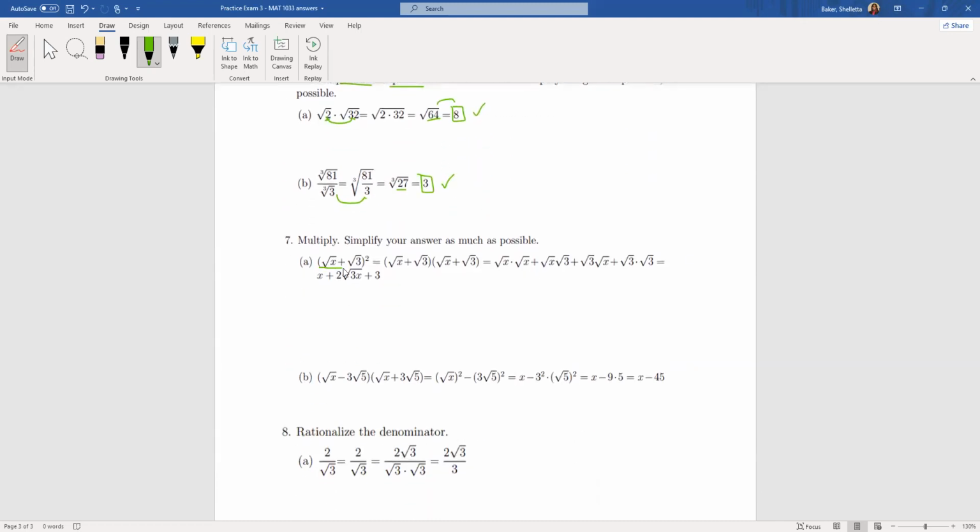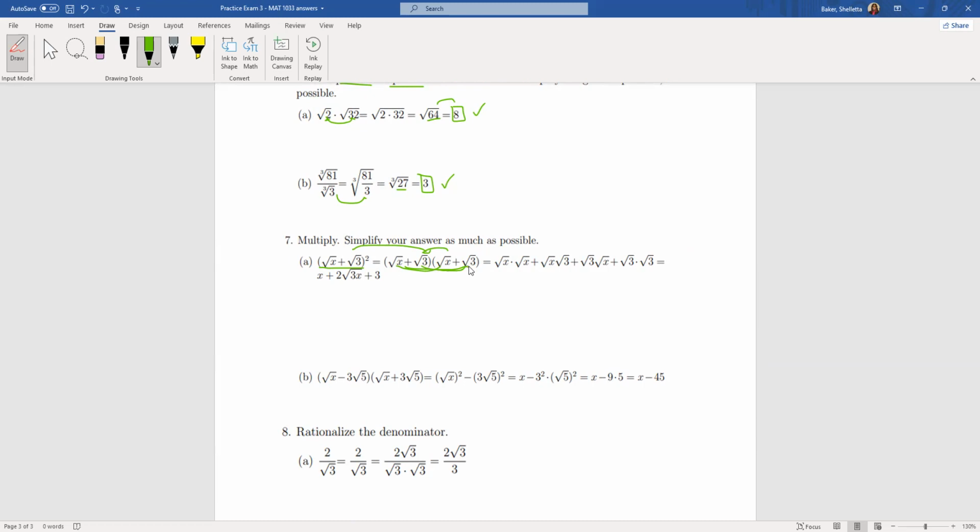For number 7, we're multiplying. So we see the square root of x plus square root 3, squared. You first want to expand that. When we square that expression, we multiply it times itself. So we've got to distribute. Square root x times square root x gives us the square root of x squared. Then square root x times square root 3 gives us square root x times square root 3. In the middle, we have another square root x times square root 3.